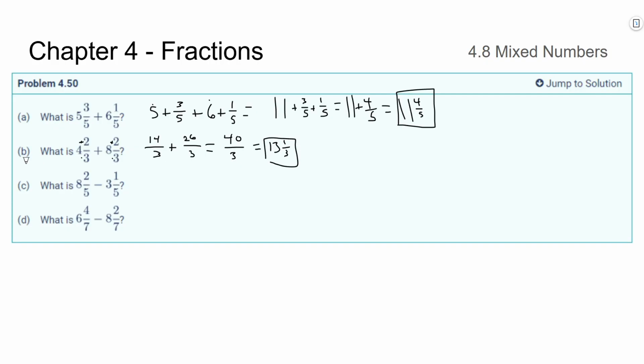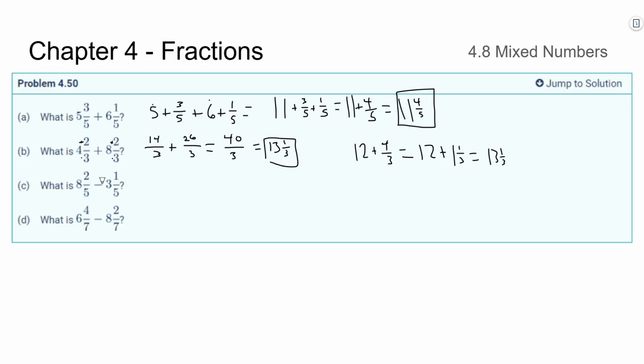And would we have gotten the same thing we did the other way? So 8 plus 4 is 12. 12 plus, well, 2/3 and 2/3, that would be 4/3. And 4/3 is 1 1/3, or 1 plus 1/3. And that would give us 13 1/3. So we get the same answer.